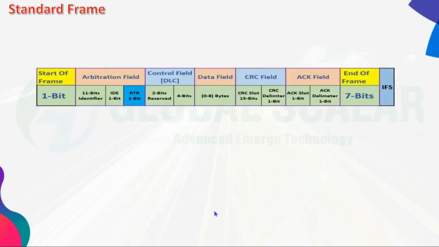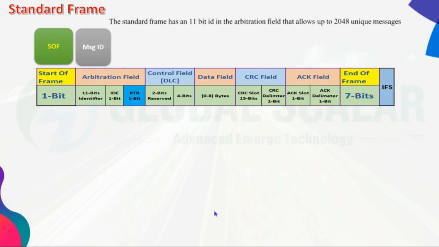So here, the standard frame has the start of frame, arbitration field, control field, data field, CRC field, acknowledgement field, end of frame, and IFS. Here we have the start of frame and the message identifier, where the messages number 2048, which is 2 to the power of 11. So 2048 unique messages can be selected for the message IDs with the 11-bit identifier. And we have an IDE, which will be 0 here, and RTR will be 1.